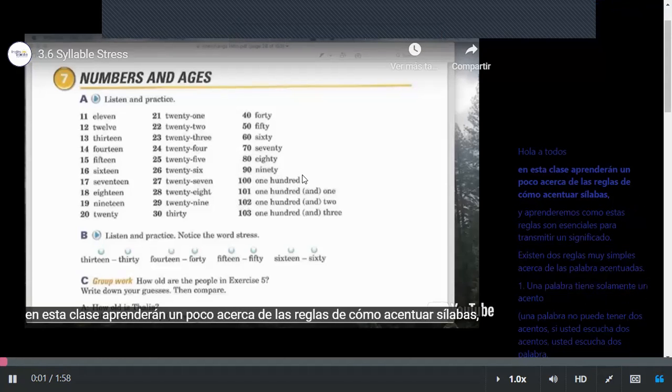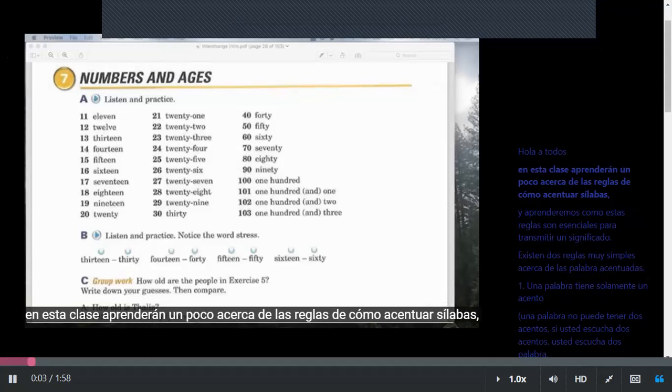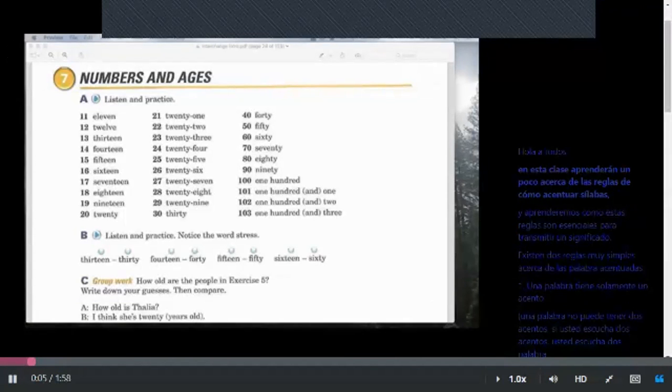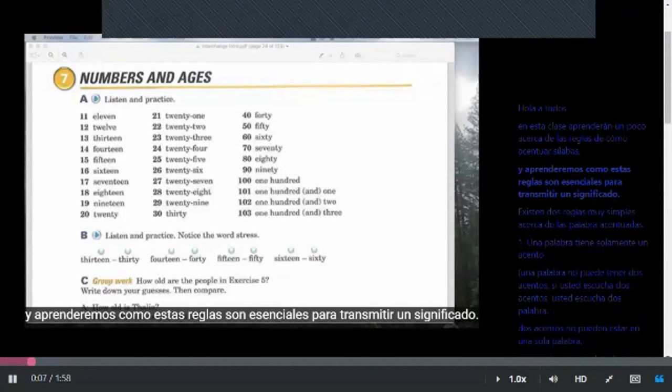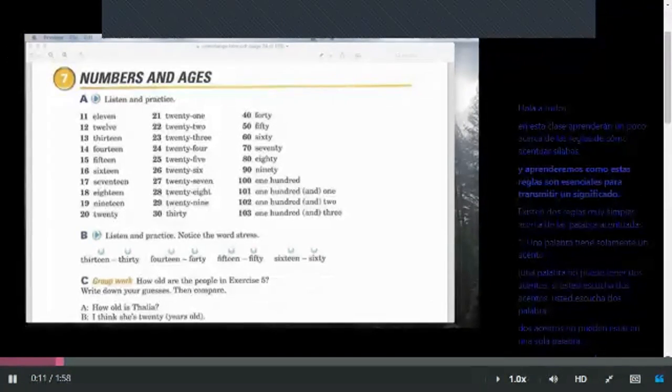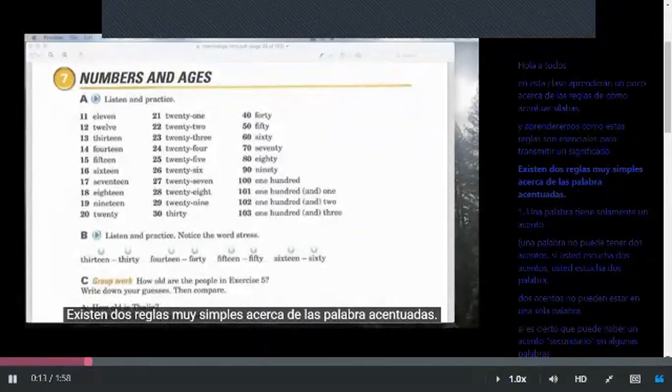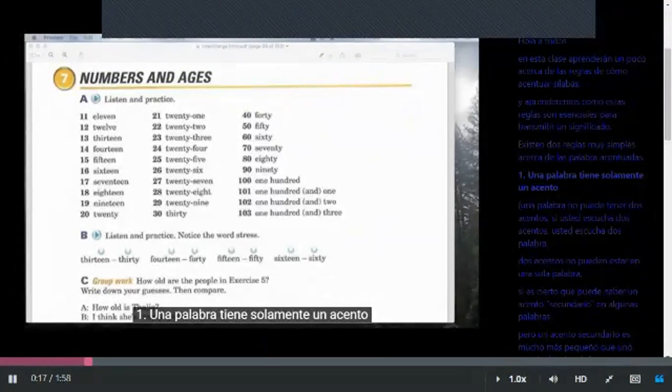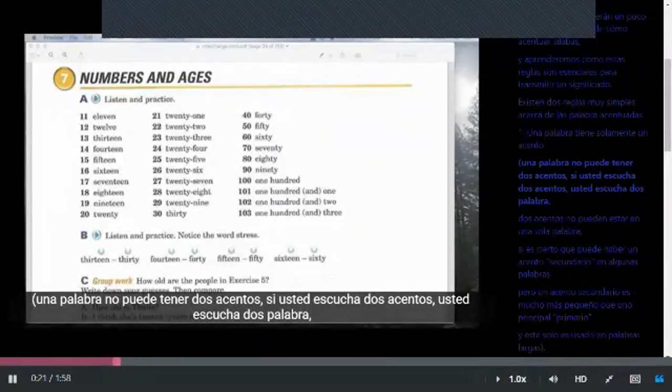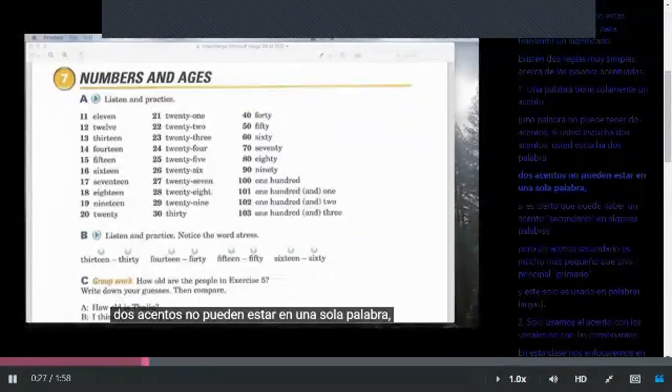Hi everyone, in this class you'll learn a few rules on how to stress syllables, and we will learn how these rules are essential in order to convey our meaning. There are two very simple rules about word stress. Number one, one word has only one stress. One word cannot have two stresses. If you hear two stresses, you heard two words. Two stresses cannot be one word.